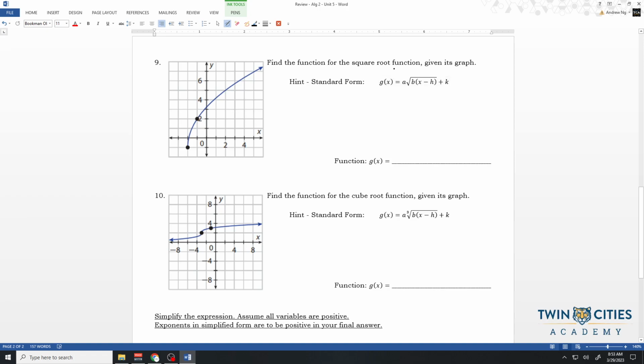This is a square root function. The standard form is g of x equals a times the square root of b times the quantity x minus h, and then plus k at the very end. So the first thing I want to do is I've got these 2 points here. Let's identify what these 2 points are. This point is negative 2, negative 1. So let's write that down. Negative 2, negative 1. It's right there. And this point is negative 1, 2.